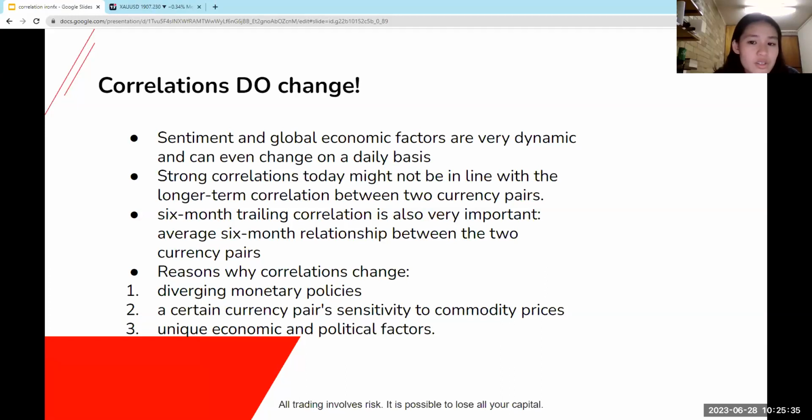Okay, so it's clear that correlations do change, which makes following the shift in correlations even more important. Sentiment and global economic factors are very dynamic and can even change on a daily basis. So strong correlations today might not be in line with longer-term correlation between two currency pairs. That's why taking a look at the 6-month trailing correlation is also very important. This provides a clearer perspective on the average 6-month relationship between the two currency pairs, which tends to be more accurate.